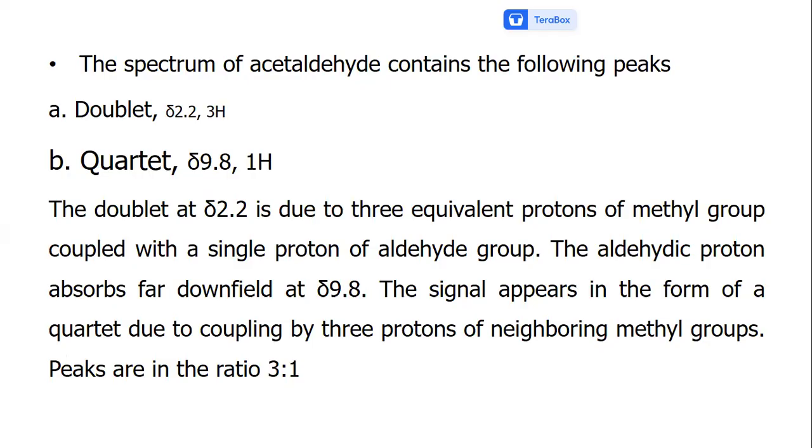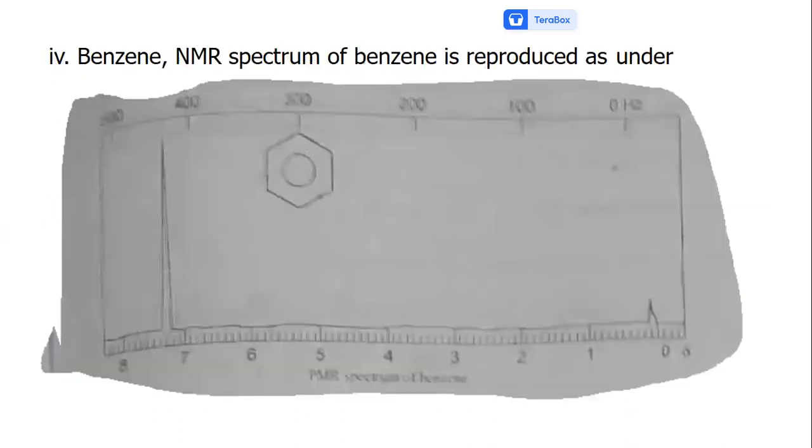The doublet at 2.2 is due to the 3 equivalent protons of the methyl group coupled with the single proton of the aldehyde group. The aldehydic proton is observed far downfield at delta 9.8. The signal appears in the form of a quartet due to coupling with the 3 protons of the neighboring methyl group. Peaks are in the ratio 3:1.